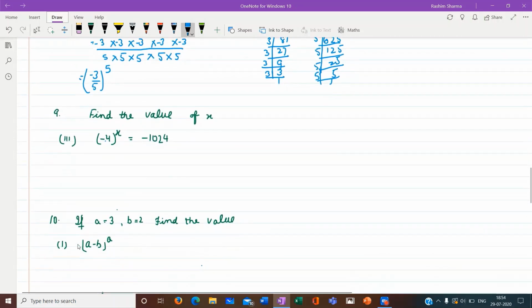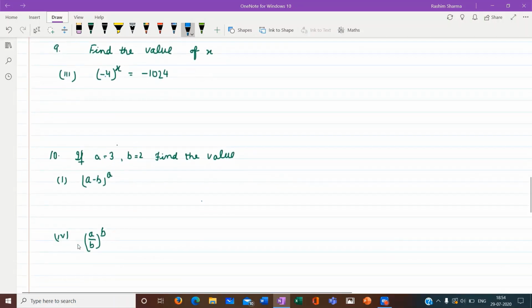Find the value of x. Here we are given minus 4 raised to power x is equal to minus 1024. It means if we write minus 1024 as 4 raised to power something, base 4, it means now when we find prime factors of 1024, we will divide it by 4 only. Why by 4? Because here we have base as minus 4. Same base we want in this side also.